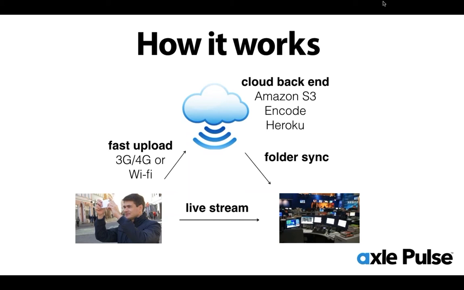So how does it work? Axle Pulse takes advantage of all the cloud developments of the last few years, and we employ very standard but extremely robust back-end technologies like Amazon S3 for the storage, encoder.com for the encoding, Heroku for the database hosting. The net of this is that as you push your material up, it has an accelerated upload into S3.